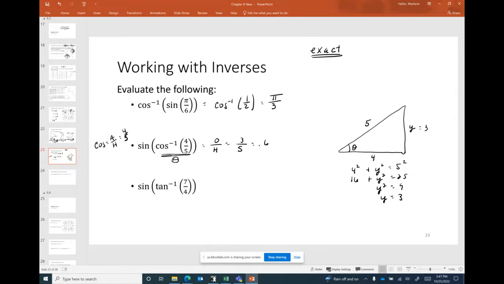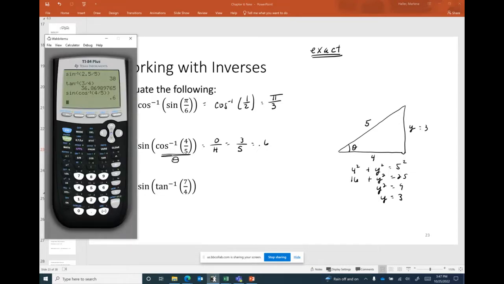Let's look at the next one. This one is the sine of the inverse tangent of 7/4. All right, what does the calculator tell us that one is? The sine of the inverse tangent of 7/4.